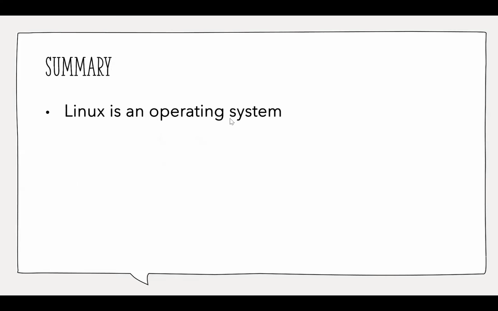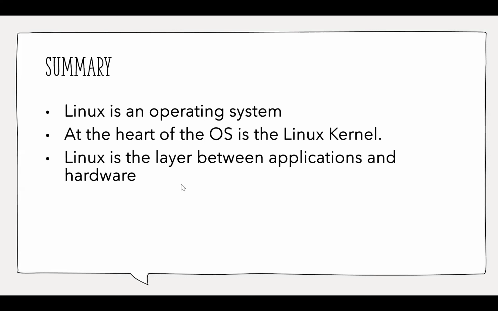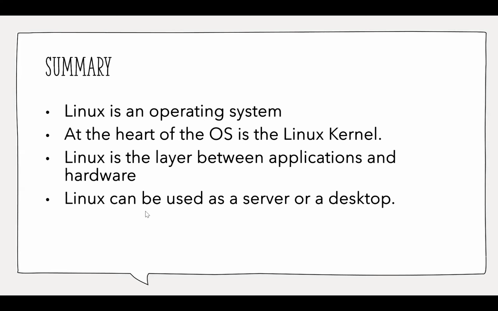Linux is an operating system, a collection of software that manages hardware resources, and it also provides an environment to run applications, right? And the Linux kernel is the heart of the operating system, and it acts as an intermediary between the software and the hardware. Cool. And Linux can be used as a server and also as a desktop.